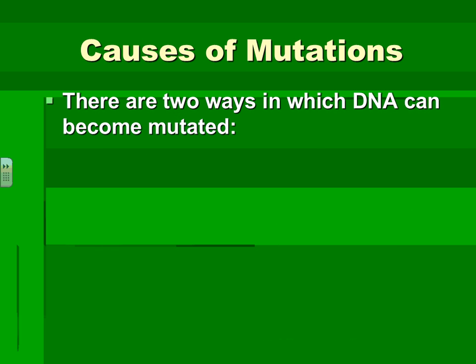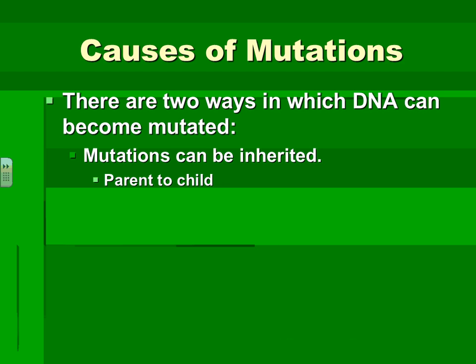There are 2 ways in which DNA can become mutated. One way is it can be inherited. You can inherit a mutation from your parents, so from parent to child. Another way is it can be acquired.